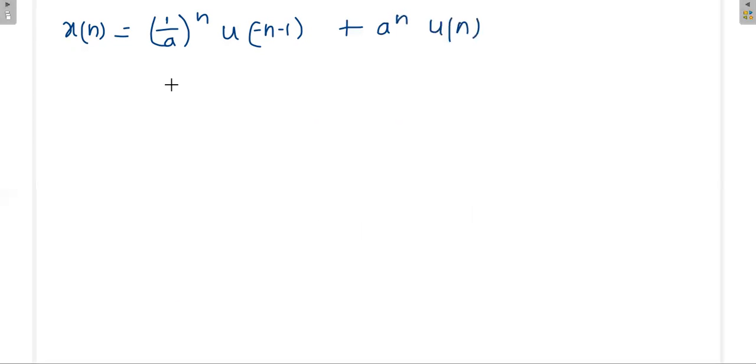Now we know that whenever a left-sided signal is there, we should have a minus sign, so that we can directly write z by z minus a. Here we include that minus, z by z minus whatever number is present here, and the number is 1 by a. So the z transform for this one is minus z divided by z minus 1 by a. Then the z transform for this one is simply z by z minus a.